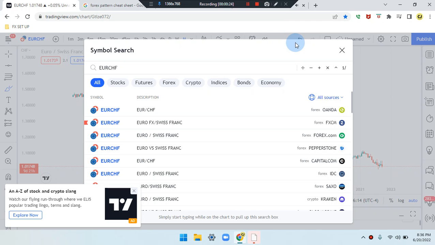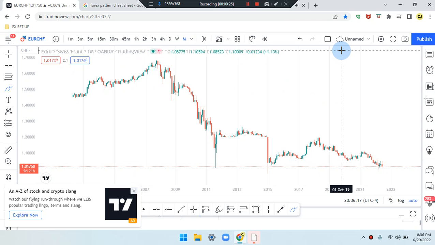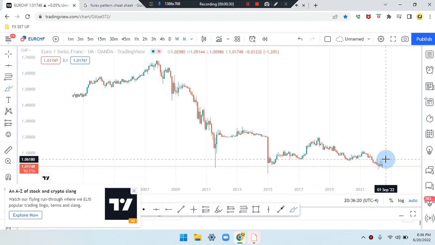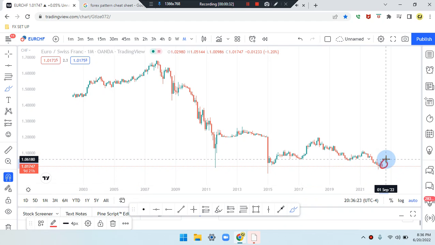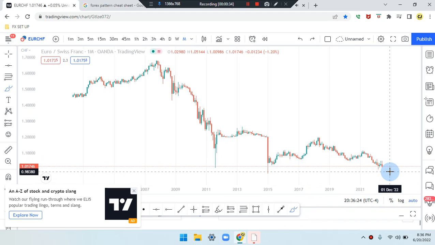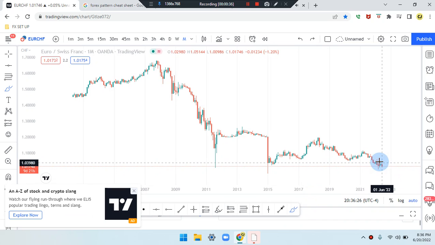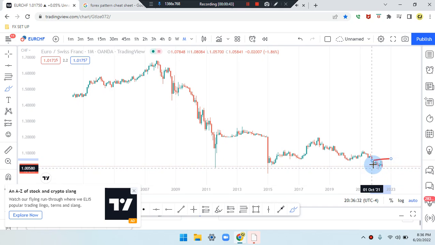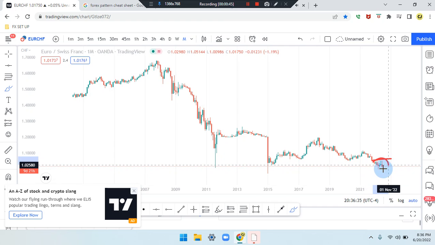We are marking up EUR CHF. We are in the monthly time frame. Price action, last candle in the market, bearish, pin up to the top. So price action is retesting that previous area of resistance, and while doing that there's some type of pattern that can be forming in that area. Also, we can see that the market is in a tight consolidation.